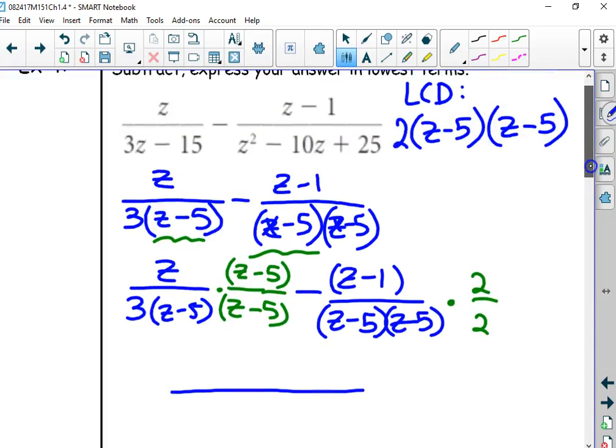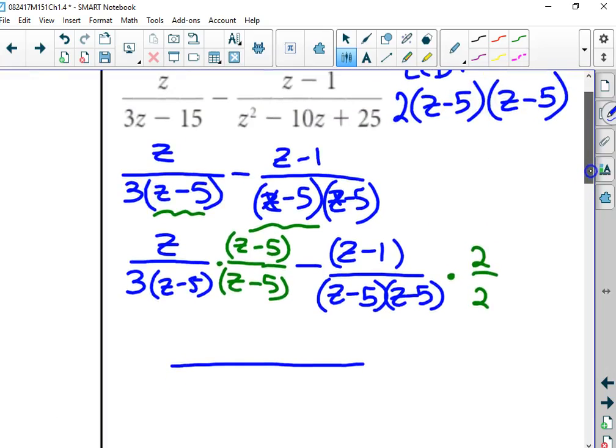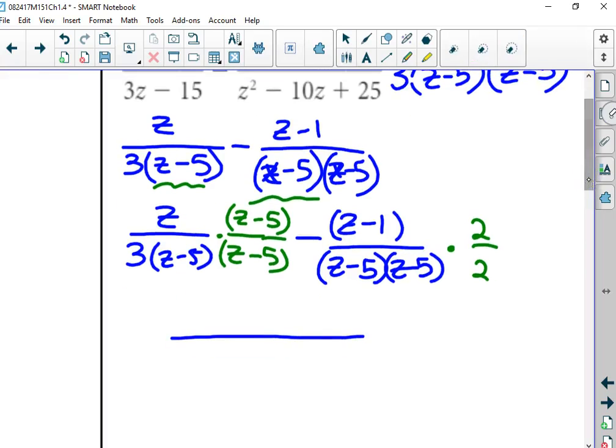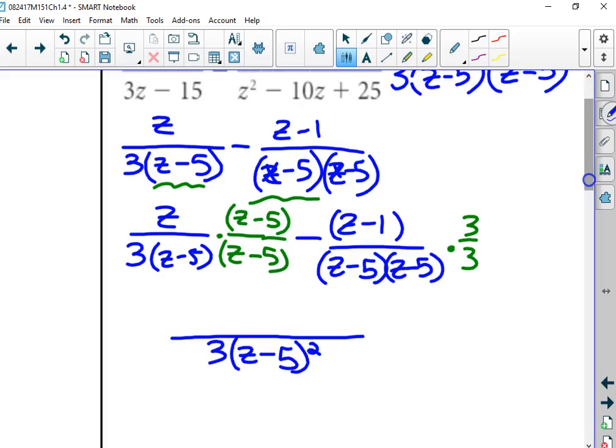All right, I got an error. That 2 is supposed to be a 3. Let's fix that. And this. Caught it just in time. Okay, let's write our denominator of 3 times z minus 5. I'm going to square it because I am not lazy. We're going to do our multiplication, our distribution in that first fraction, z squared minus 5z.